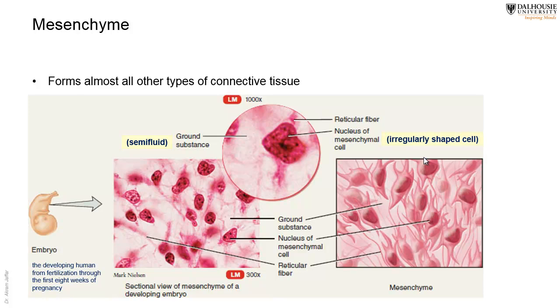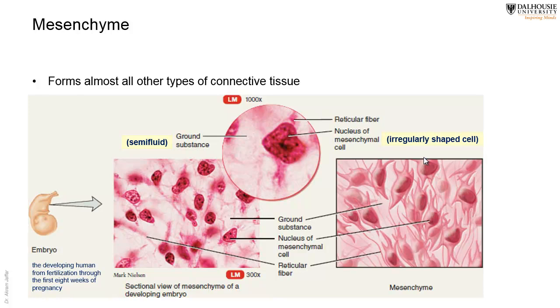The mesenchyme is the origin of all the connective tissue, and it is present in the embryo during the embryonic period. That's to say, it is present in the embryo from the time of fertilization until the 8th week of gestation. So for the first 8 weeks of life, the embryo contains mesenchymal connective tissue, which is the source of all the types of connective tissue. It is semi-fluid, and as you can see, the cells are widely separated from each other. They are irregularly shaped cells.